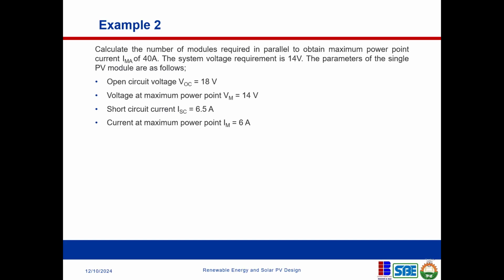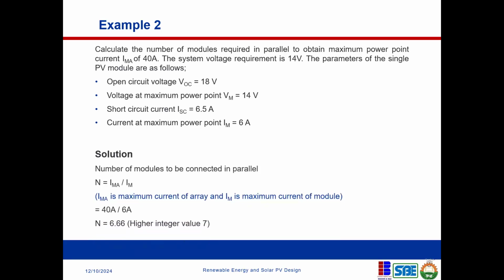So these are the parameters of a single PV module: open circuit voltage, voltage at maximum power point, short circuit current, and current at maximum power. So what will be the power of this PV module? That's 14 times 6 amps. 14 times 6 will give you the power output of the PV module. But let's look at the solution.